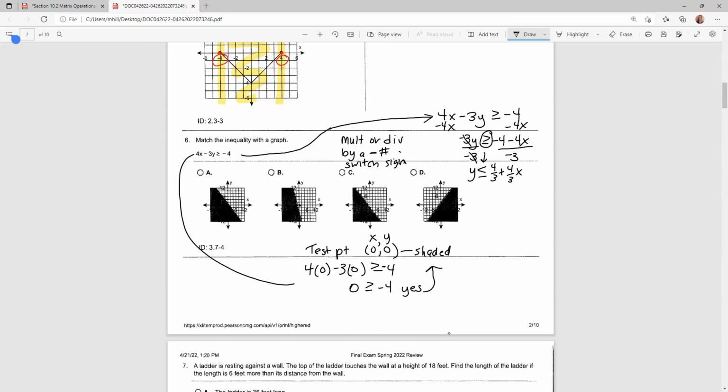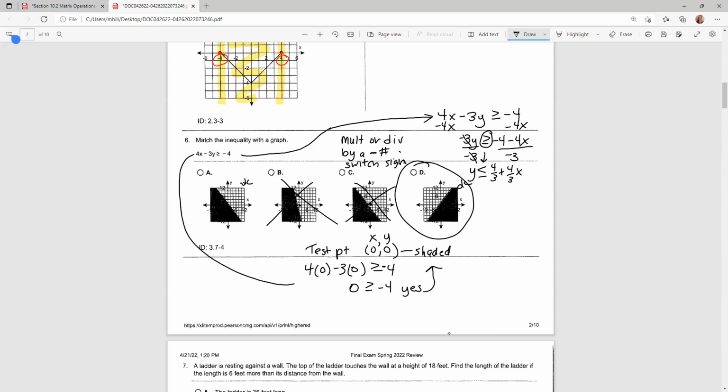It's not shaded in. This one is not shaded in. So this is a no, because 0, 0 is not shaded in on either one of these. And then on this one, 0, 0 is going to be shaded in. So this one would be okay. But we know the right answer is D because the line had to be going up. This line's going down, right?